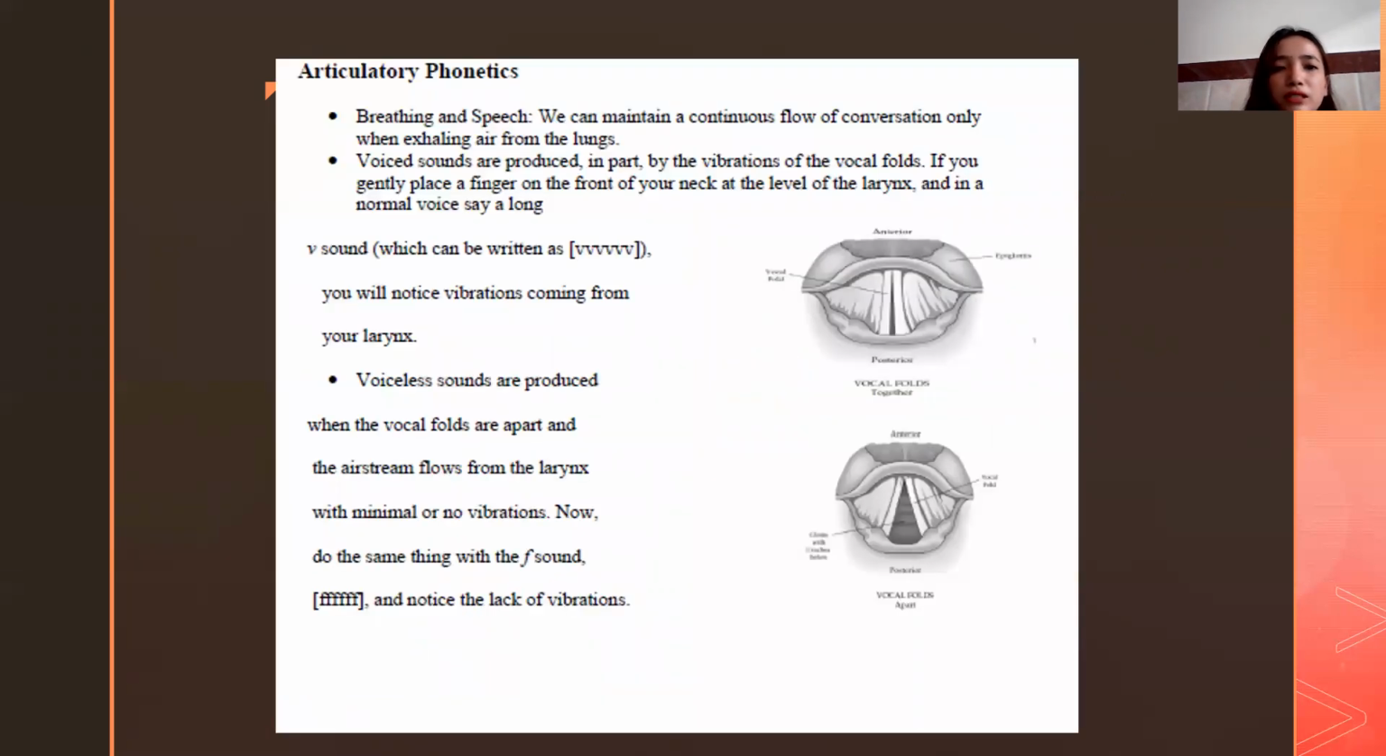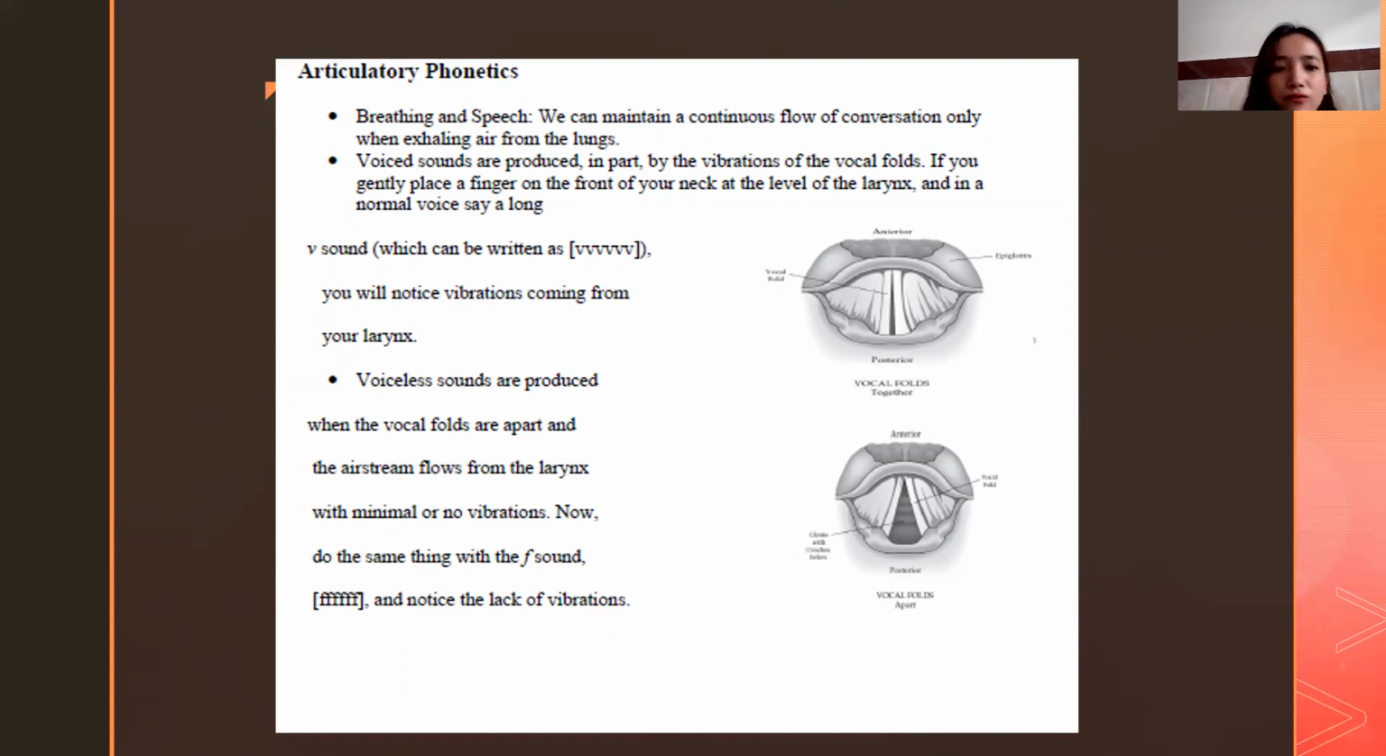Okay, so let's talk about articulatory phonetics. Breathing in speech: we can maintain a continual flow of conversation only when exhaling air from the lungs. Voiced sound is produced in part by a vibration of the vocal folds. If you place a finger in front of your neck, at the level of the larynx, and say a normal voiced sound, you can feel it. So it's how we produce the sound and how we pronounce that sound correctly.